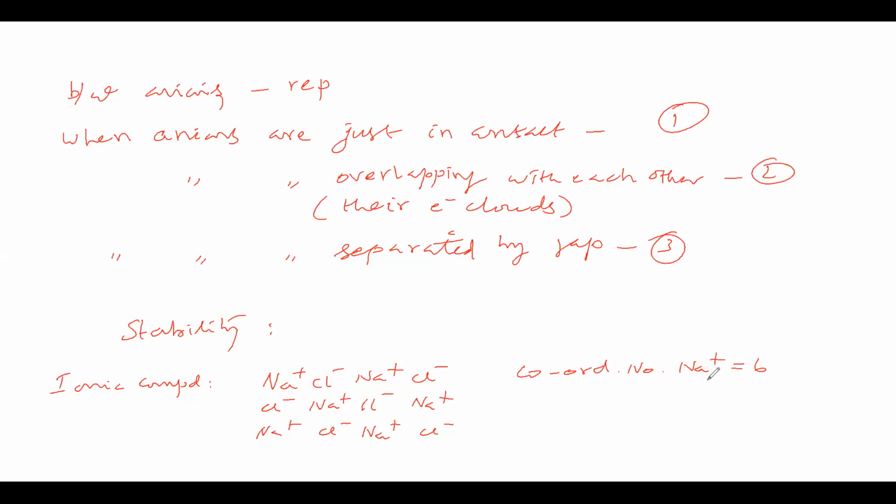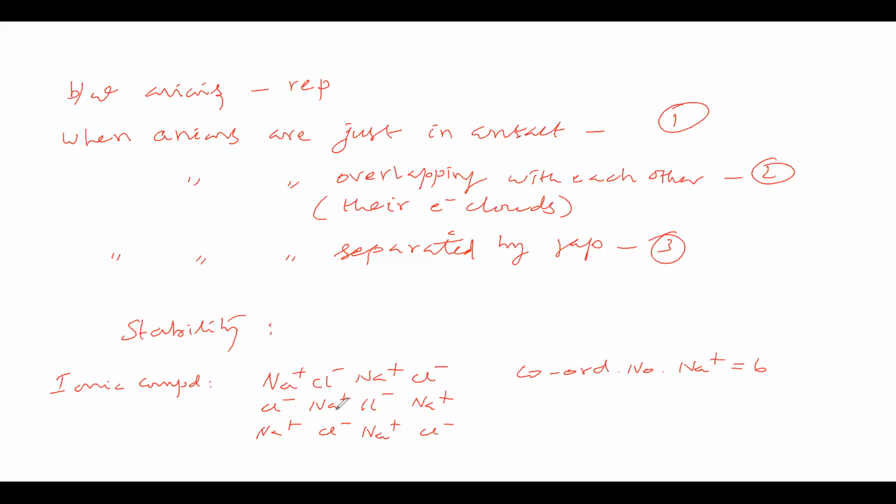What does it mean? Nearest neighbors. The nearest neighbor for Na+ is Cl-. How many? 6. So Na+ will be surrounded by 6 Cl-. For the Na+ ion, the first nearest neighbor is Cl-. The second nearest neighbor is this Na+. This Na+ is the second nearest neighbor for this Na+.